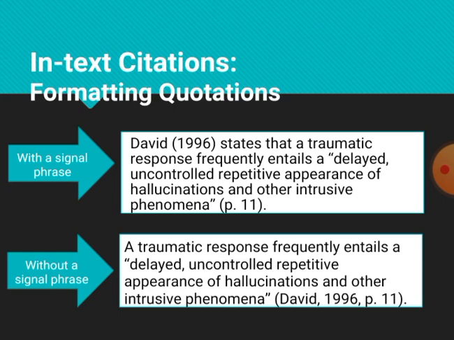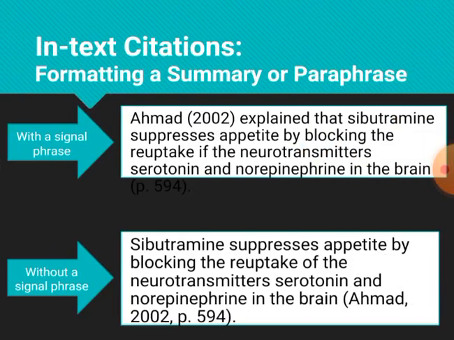Then without a single phrase: a traumatic response frequently entails a delayed, uncontrolled, repetitive appearance of hallucinations and other intrusive phenomena. This is again the direct and indirect quoting, how you directly quote a thing and how you indirectly quote a thing. Then in-text citations, we have the formatting of a summary or a paraphrase.